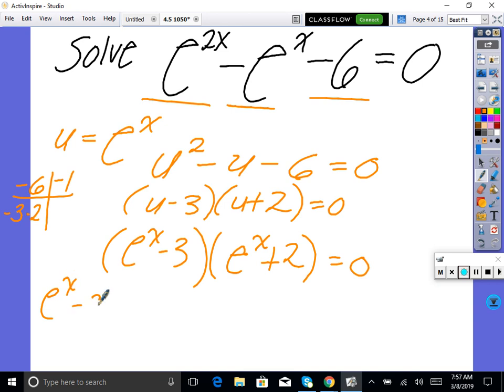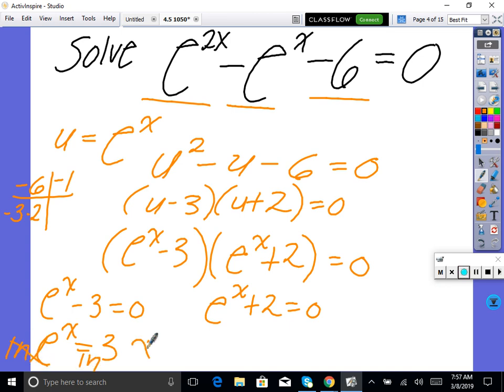So e to the x minus 3 equals 0. e to the x plus 2 equals 0. So solve for x. Solve for x. So what would I do? Add 3. So we have e to the x equals 3. Then we would ln both sides. So x is equal to ln of 3. Then we could type that into our calculator and get a decimal.